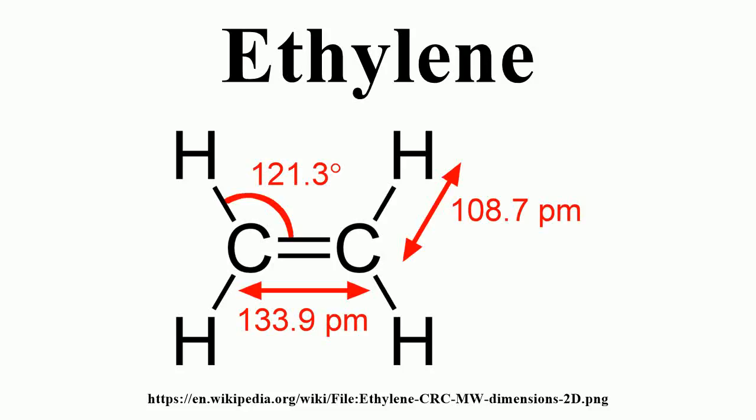Ethylene is a hydrocarbon which has the formula C2H4 or H2C=CH2. It is a colorless flammable gas with a faint, sweet and musky odor when pure. It is the simplest alkene, and the second simplest unsaturated hydrocarbon after acetylene.